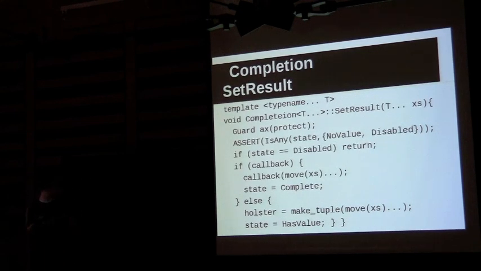Okay, so I'm gonna walk through a couple of the functions, kind of ramble a little. So set result is just one of these, it's pretty straightforward actually. You take a guard on yourself. And then a guard is the same thing as a scope block. And we can either be in no value or disabled, but we also keep assertions on in release mode. That's important. So if we're disabled, quit, whatever. If we have a callback, move our X's into the callback, and now we're complete. Otherwise, we put it into our holster, and then we have a value.